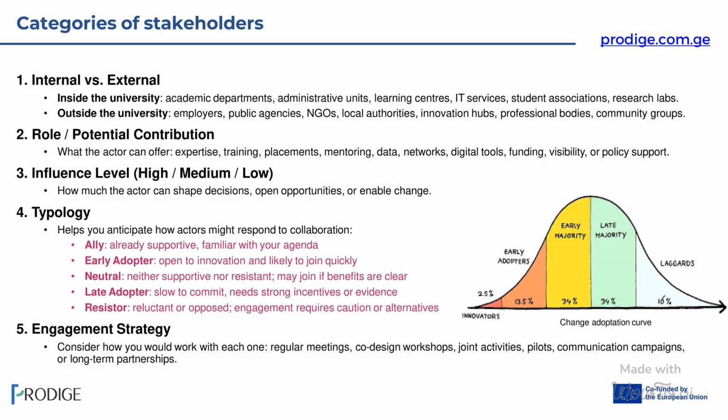Next, consider each actor's role or potential contribution: expertise, training, mentoring, placements, networks, digital tools, funding, or policy support. Assess their influence level, high, medium, or low, to understand how much they can shape decisions or open opportunities. Classify stakeholders by typology, ally, early adopter, neutral, late adopter, or resistor, to anticipate responses and engagement needs. Finally, define an engagement strategy: meetings, co-design workshops, joint projects, pilots, or communication campaigns. This structured approach ensures effective collaboration that strengthens employability initiatives.